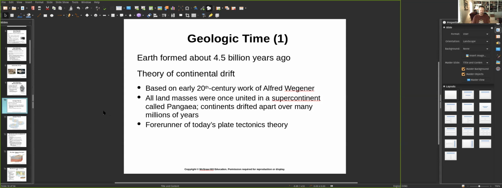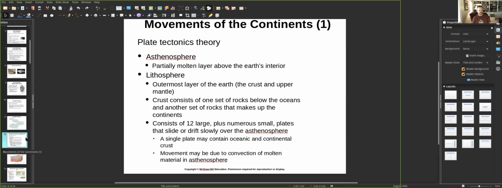So South America and Africa look like they can fit together in different parts. And Wegener came up with this idea that maybe all these were actually part of one large supercontinent, or a couple of them. And then it broke up and they drifted apart over many years. And that is the forerunner of plate tectonics theory. And plate tectonics theory is the means that we have for understanding some of these processes that generate some of the landforms that we see.